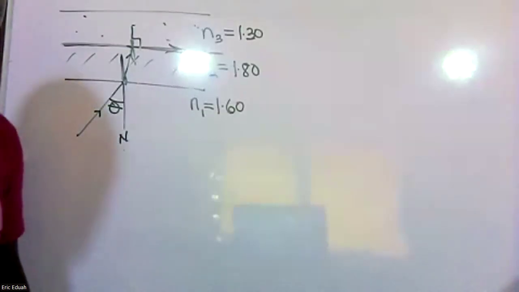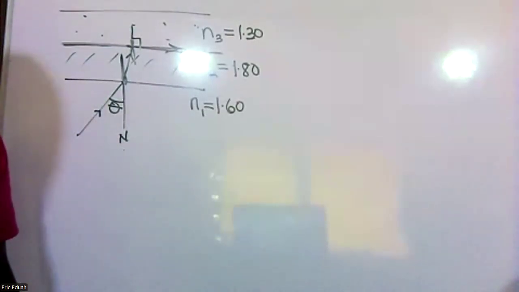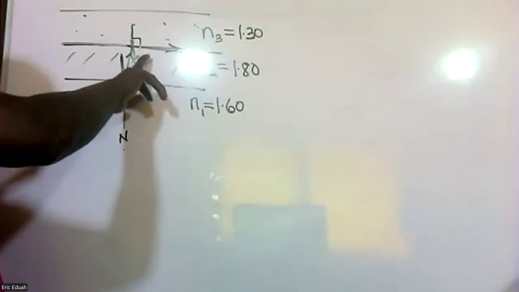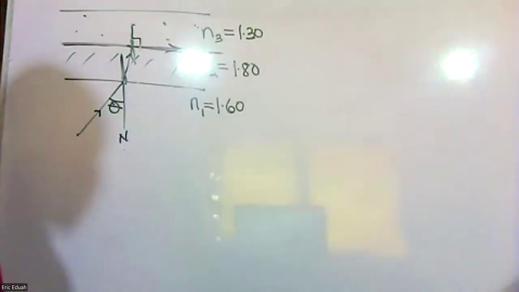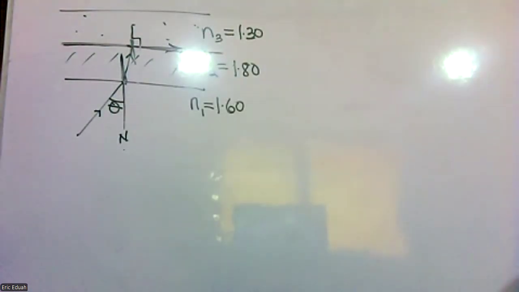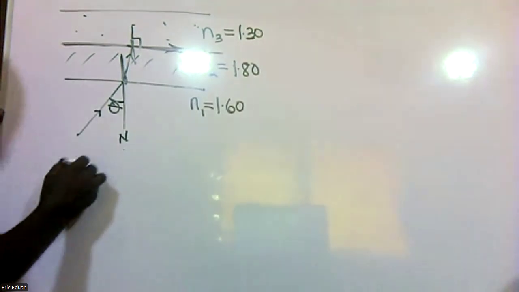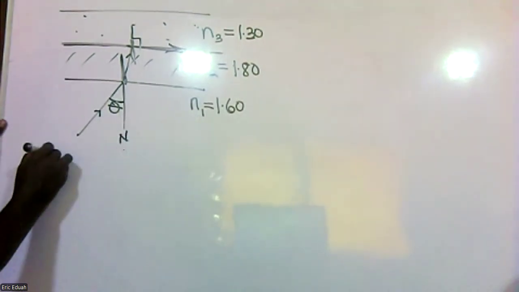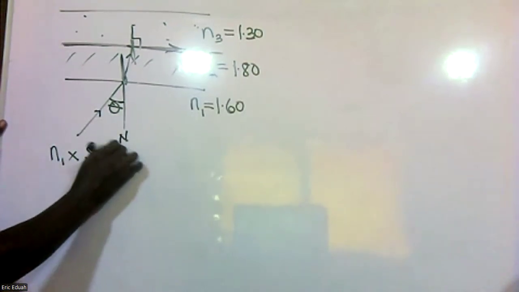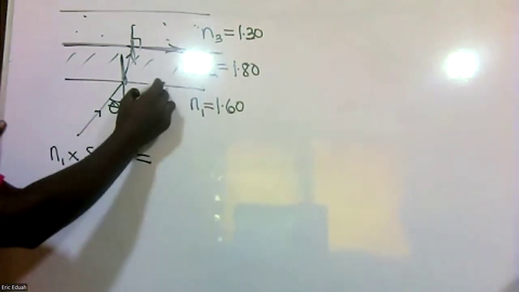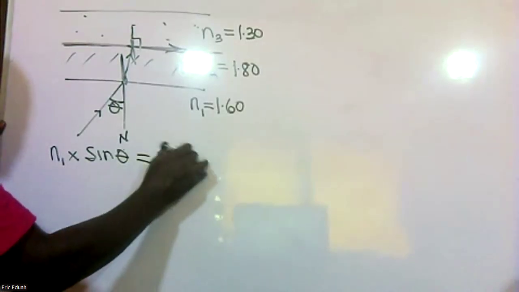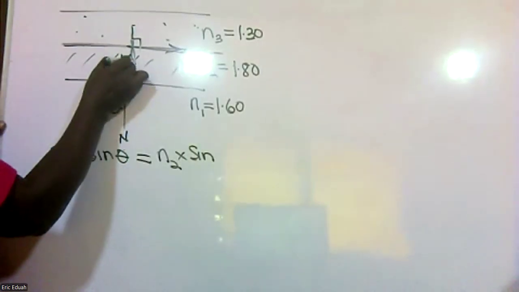Please, is it understood? It isn't a tough question, and this is what we need to solve it. Now we have to find theta. In determining theta, the product of the refractive index of the first medium and the sine of the angle of incidence, theta, must be equal to the product of the refractive index of the second medium and the sine of the angle of refraction.